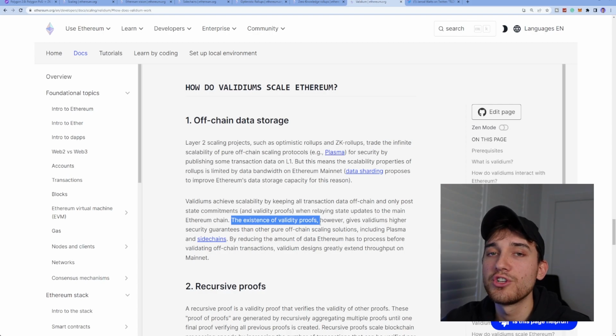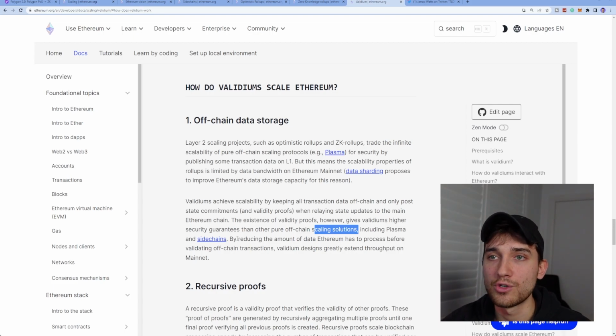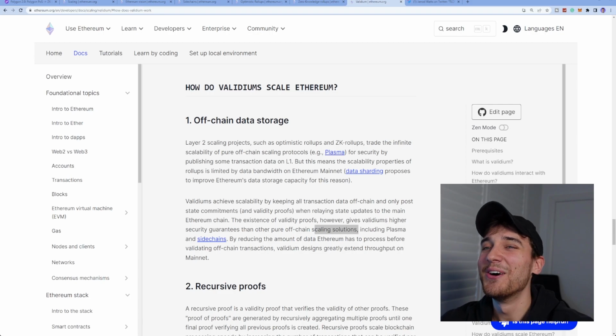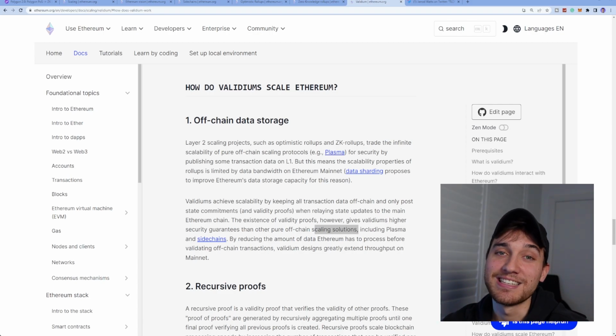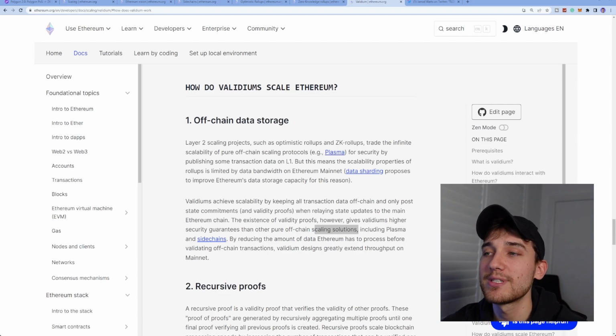We're using zero knowledge proofs to create these validity proofs. Validiums grant higher security guarantees than other pure off-chain scaling solutions, including sidechains. So we get increased scalability and we also get increased security when compared to a sidechain. So it's kind of a no-brainer at that point when you compare, well, do I want scalable and secure, or do I want a sidechain which is scalable but less secure? So it is more scalable and more secure than its current state.